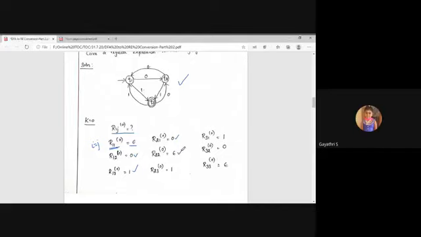Okay. Next thing, R23. R23 means what's the label? 1. So I just add 1 here. Next, R31. What is the label? 1. I just add 1 here. R32. Okay, what is the label of 32? 0. I just add 0 here.